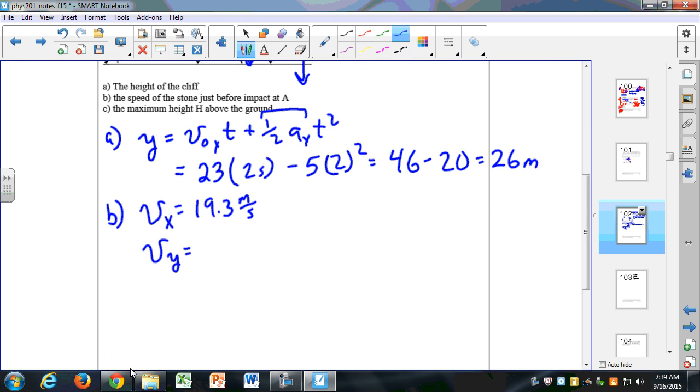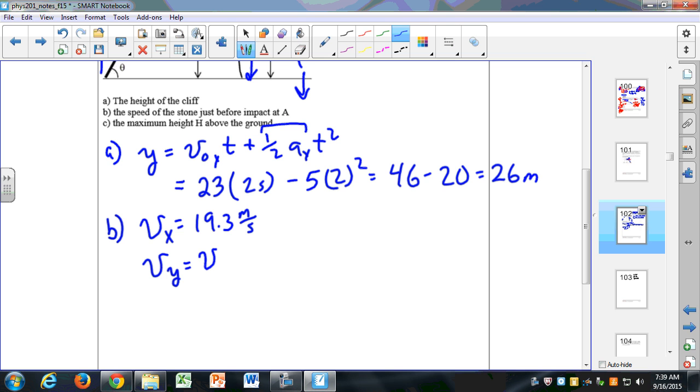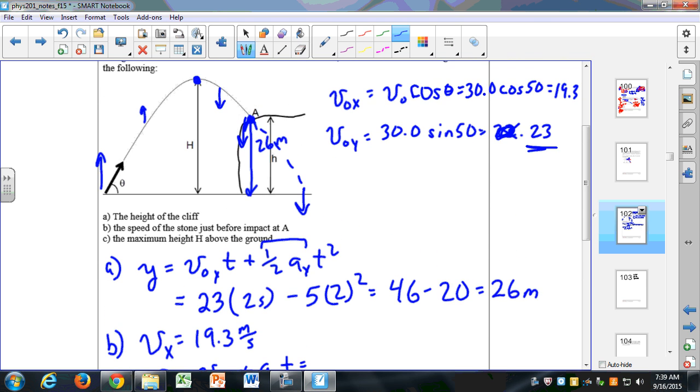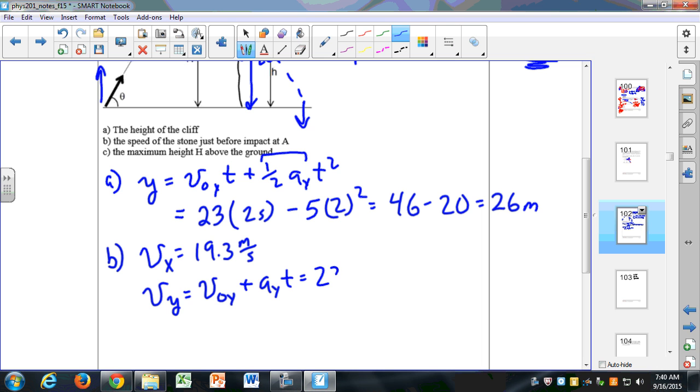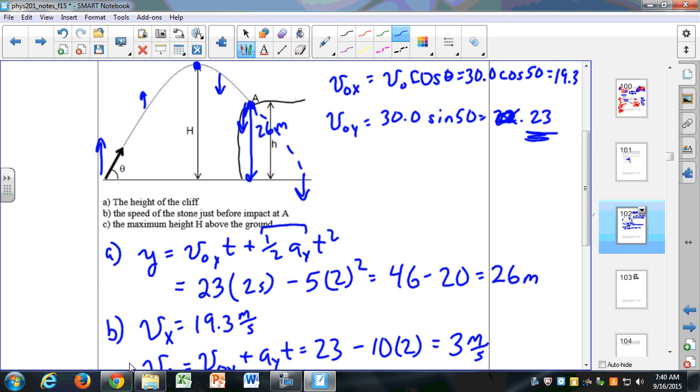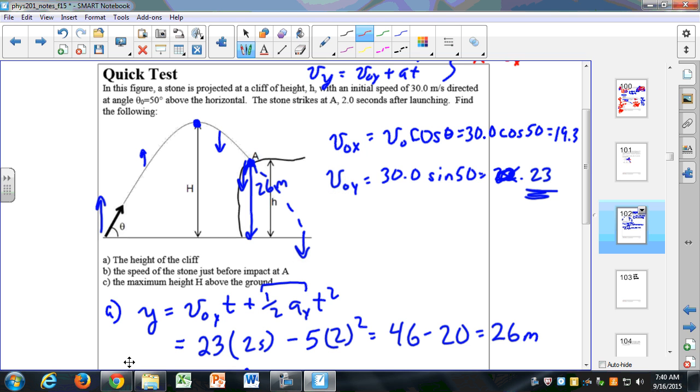All right. So I can find that Vy. It's just going to be V naught y plus ay times t. V naught y is up here. It's 23 minus 10 times 2. That's 3 meters per second. All right. Can you look at that and tell me what's wrong with this figure then? It should be negative, right? That my velocity in the y direction at this point is actually negative.